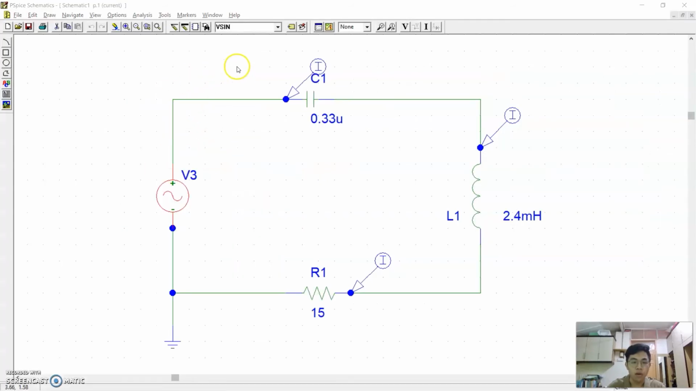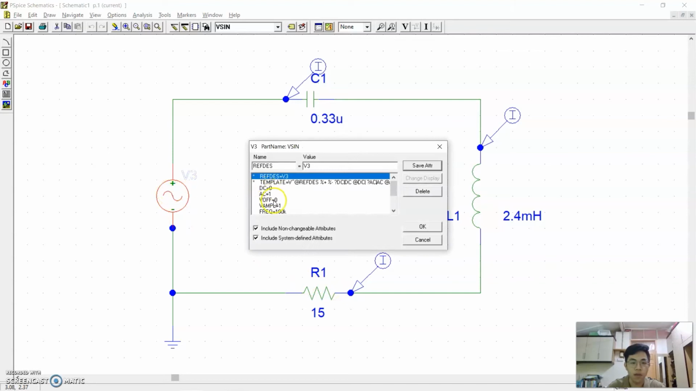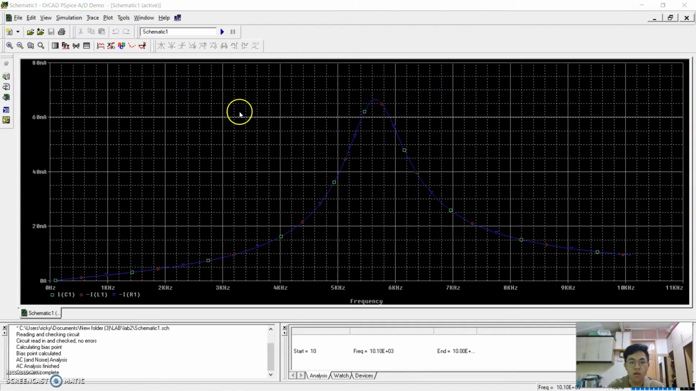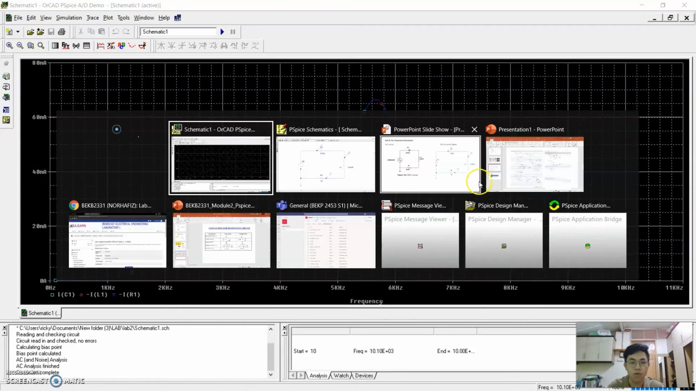This is the circuit which is already placed on Pspice, and there is a Vsin, capacitor, inductor, and resistor. The value for the Vsin is AC equal to 1 volt, the voltage amplitude is 1 volt, and the frequency is 100 kHz. After I check all of the circuit, I can do the simulation. I get this graph from Pspice and copy it to Microsoft Word.